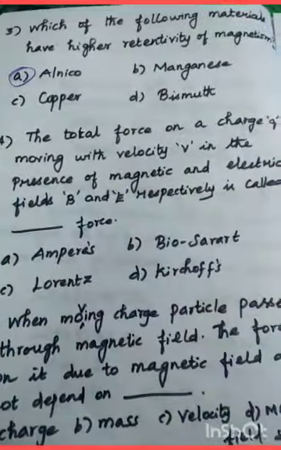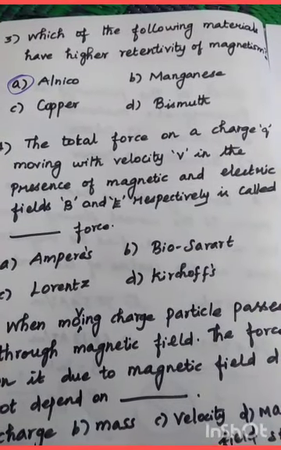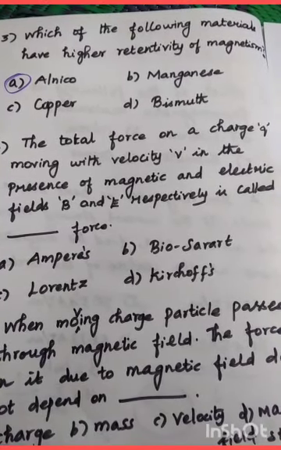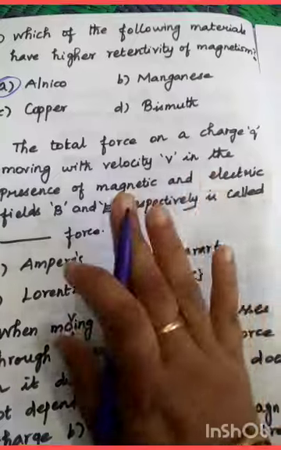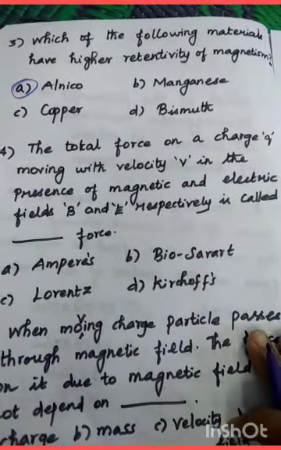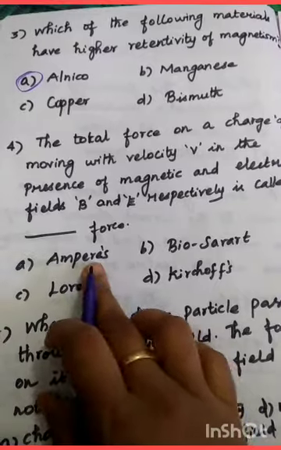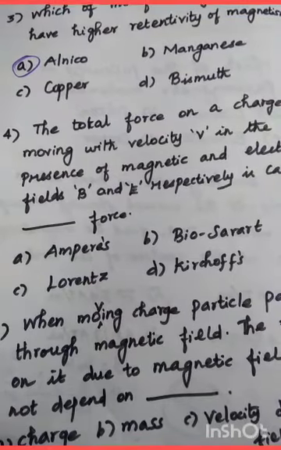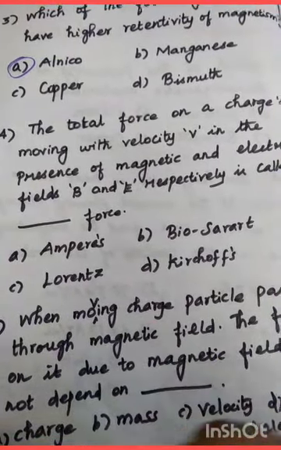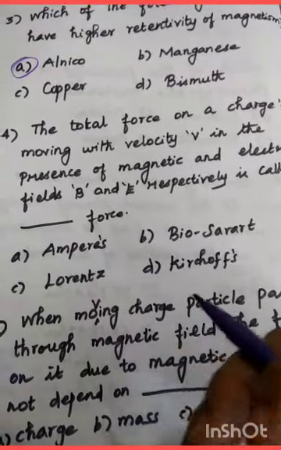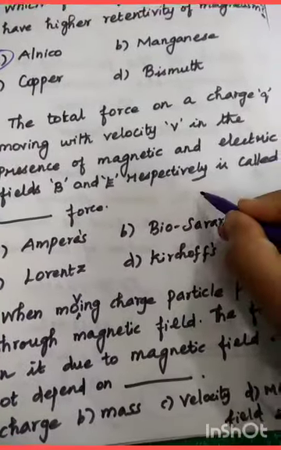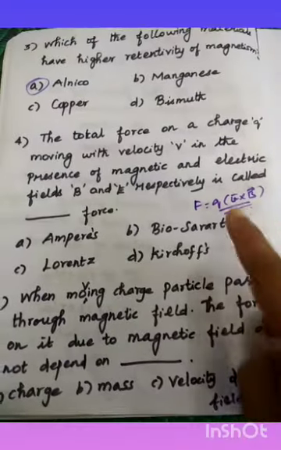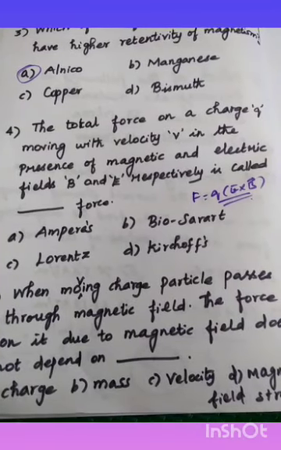The fourth one: the total force on a charge q moving with velocity v in the presence of magnetic and electric fields B and E respectively is called dash force. The 4 options are Ampere's, Biot-Savart, Lorentz, Kirchhoff's law. Whenever we talk about magnetic force and electric force, it belongs to the Lorentz force. We know that F is equal to Q into V cross B. It belongs to the Lorentz force.